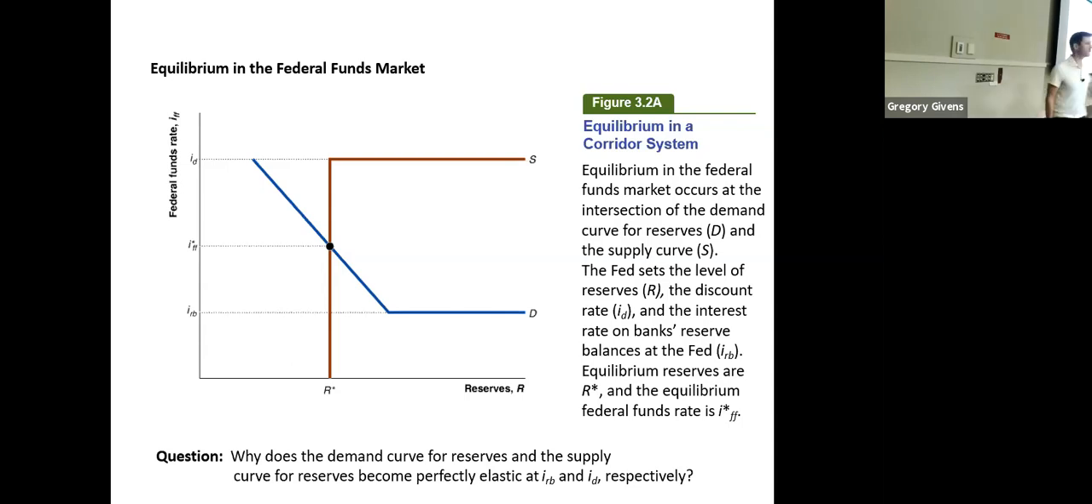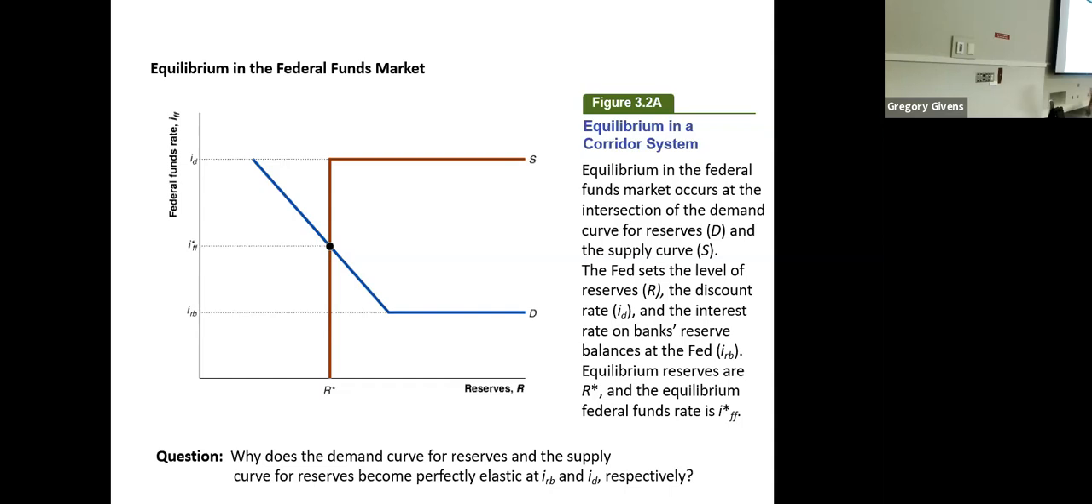Now, there's something funny about this supply curve too that I haven't talked about. You'll notice that it has this perfectly elastic component up here at the top. And that flat portion of the supply curve occurs exactly at this interest rate I sub B. What interest rate is that? That's the discount rate. This is the interest rate on reserve balances. This is the discount rate. The discount rate, again, is an administrative rate set by the Board of Governors. It's not a market-determined rate.